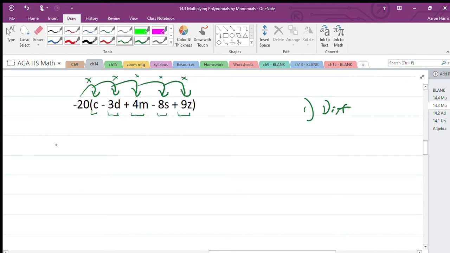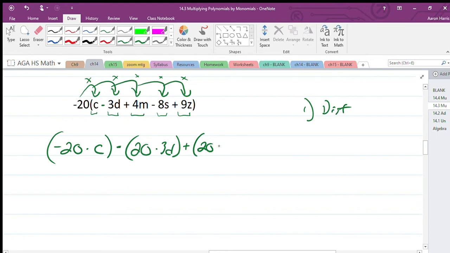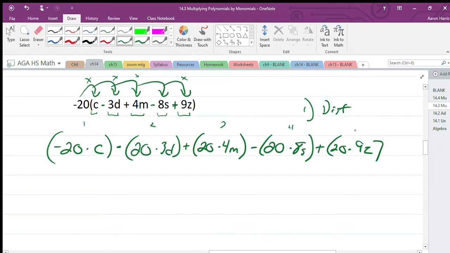So here we go. Negative 20 times C. Negative 20, notice I put the negative here. I'm just following along. Negative 20 times 3D. Here's a positive. Negative 20 times 4M. Negative 20 times 8S. Negative 20 times 9Z. How many problems do I have here? 1, 2, 3, 4, 5. All of these I have to simplify just by doing the PEMDAS, okay?